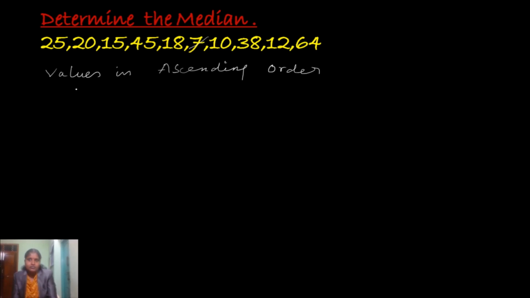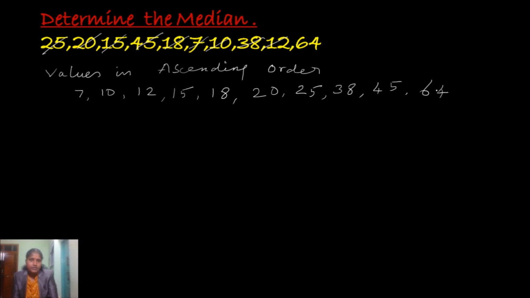Seven is the least value. So start with 7. Then we have 10, then 12. Then we have 15 and 18. Then we have 20. Then we have 25. Then we have 38. Then next 45. And then 64. So now we have arranged the given set of data in ascending order of its magnitude.